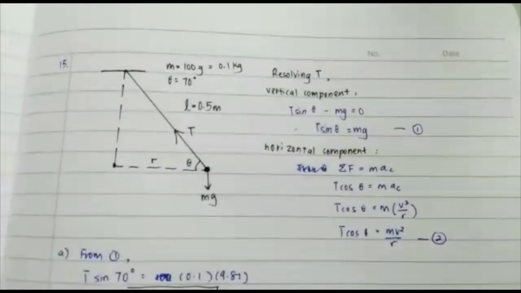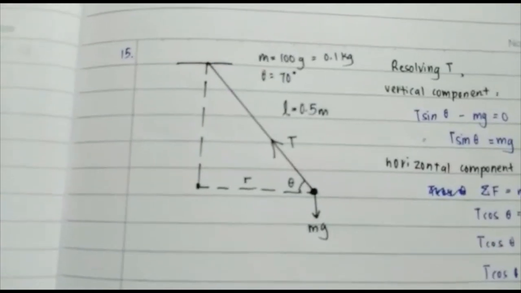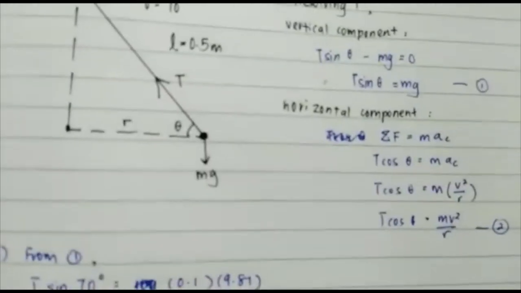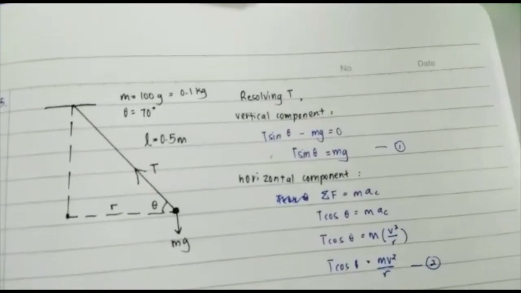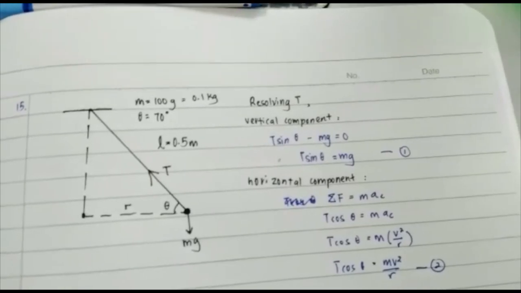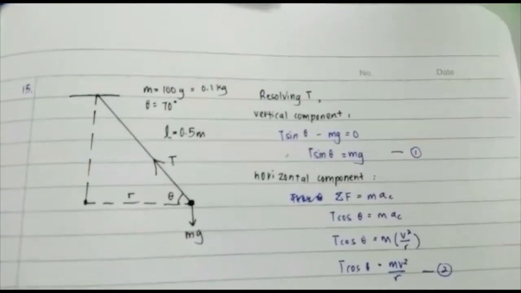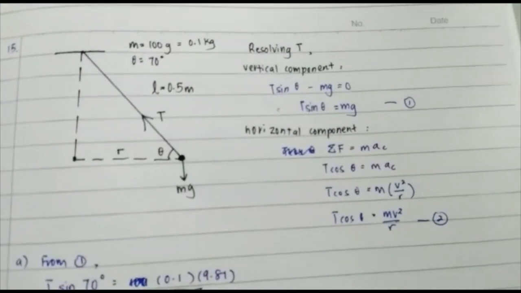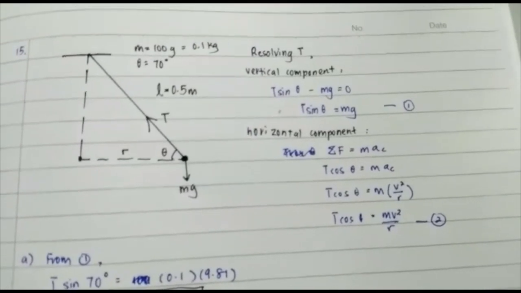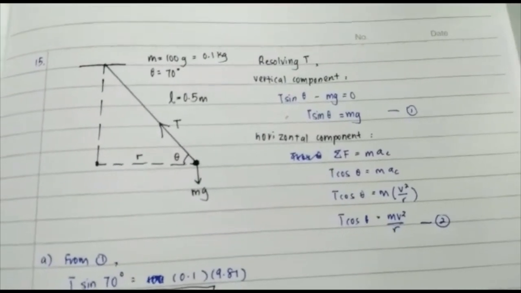T sin theta, how I get, because it's vertical, so it's like the vertical one here, and mg is going downwards. So T sin theta minus mg equals to 0. So T sin theta equals to mg. And my horizontal component, now we look at horizontal, sigma F will equal to MAC.